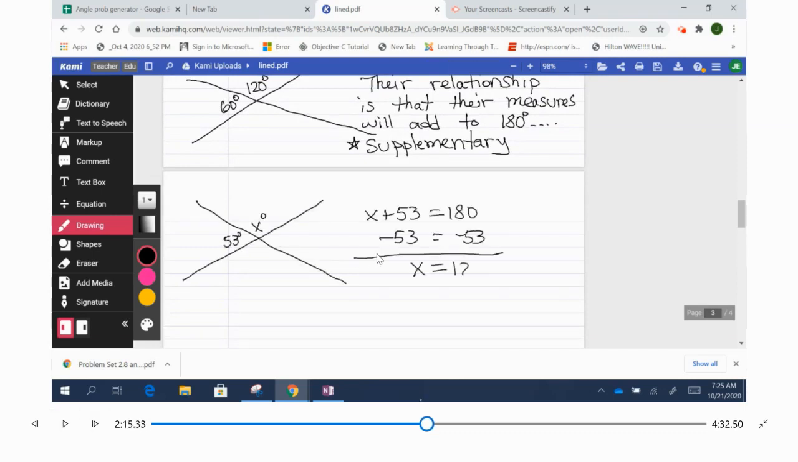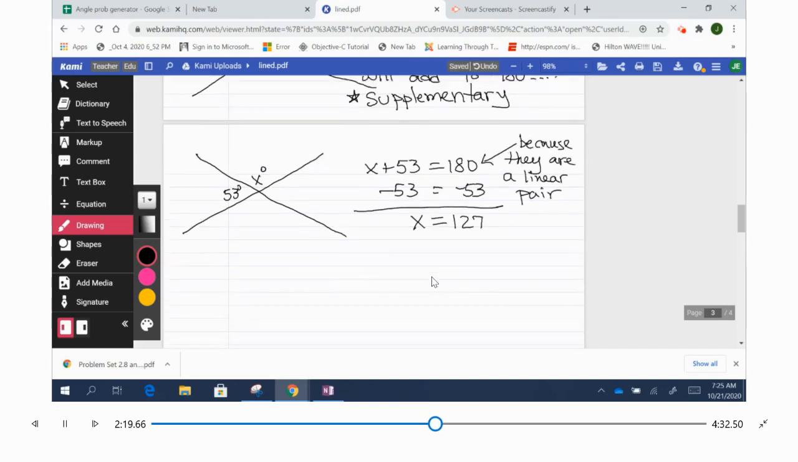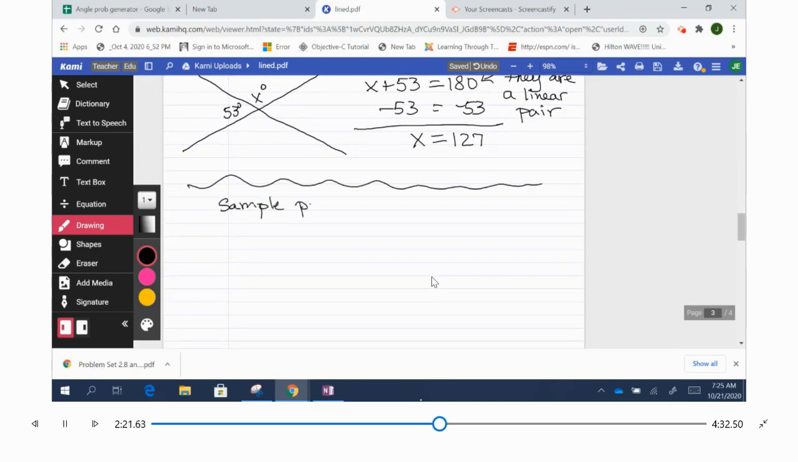Now, most people, to solve this question, would have just had 180 minus 53. The only reason I'm showing the algebra, x plus 53 equals 180, is because oftentimes we're not going to have either angle measure. It's going to be algebra. So it's going to be a little bit more advanced, and eventually we'll want to use algebra to solve more complex problems, but we could have done this without algebra.